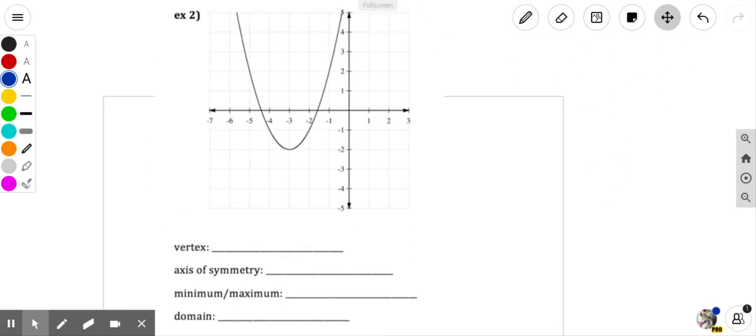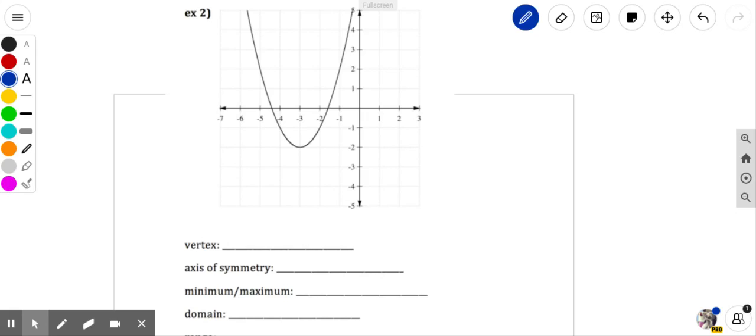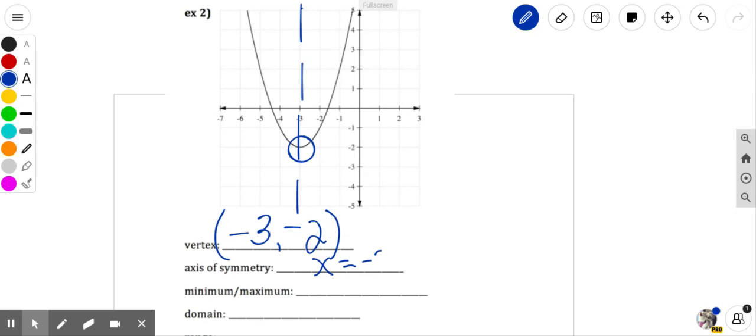Next one is a graph. So first, the vertex, you could just take a look at the picture. The vertex is at (-3, -2). Axis of symmetry, remember, is x equals h, or if you take a look at the picture, see how it goes through -3. So x equals -3.